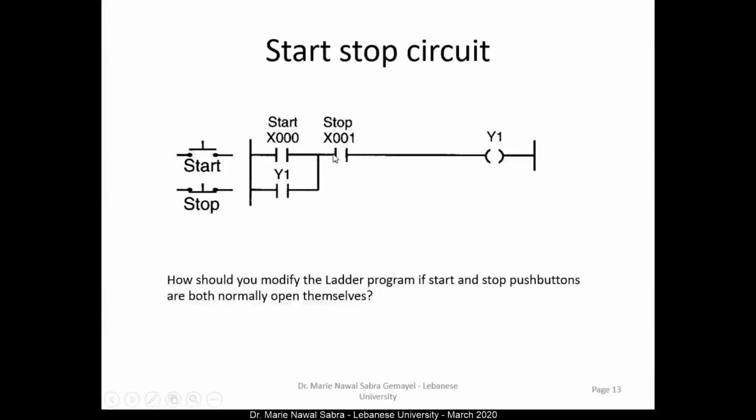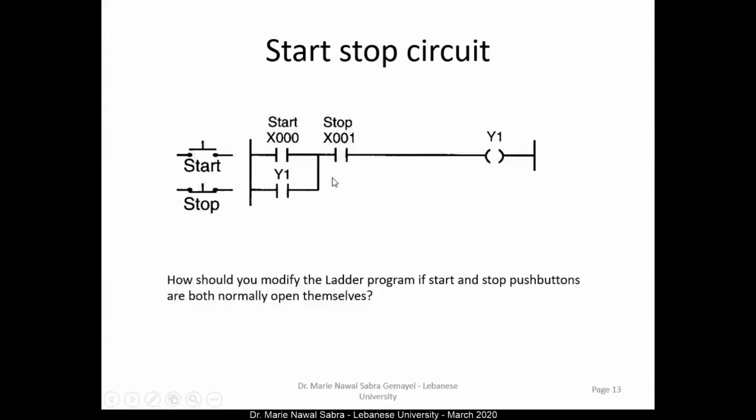So the circuit turns off and I can only restart it with the start button where the stop button is not pressed. So if you press start and stop immediately together, the machine will not start. The question below is, how would I change this circuit so that it functions if the stop button is normally open as well? Of course, you can deduce that you have to invert it in here.